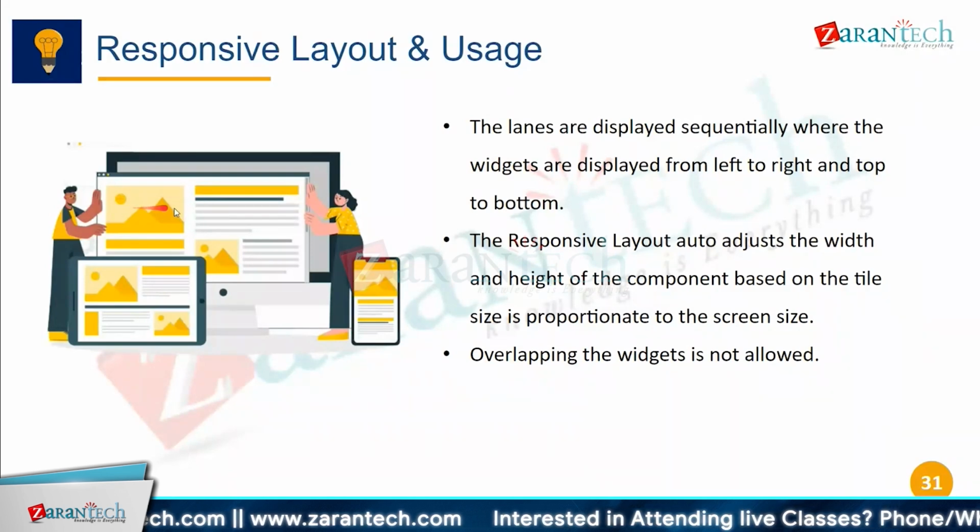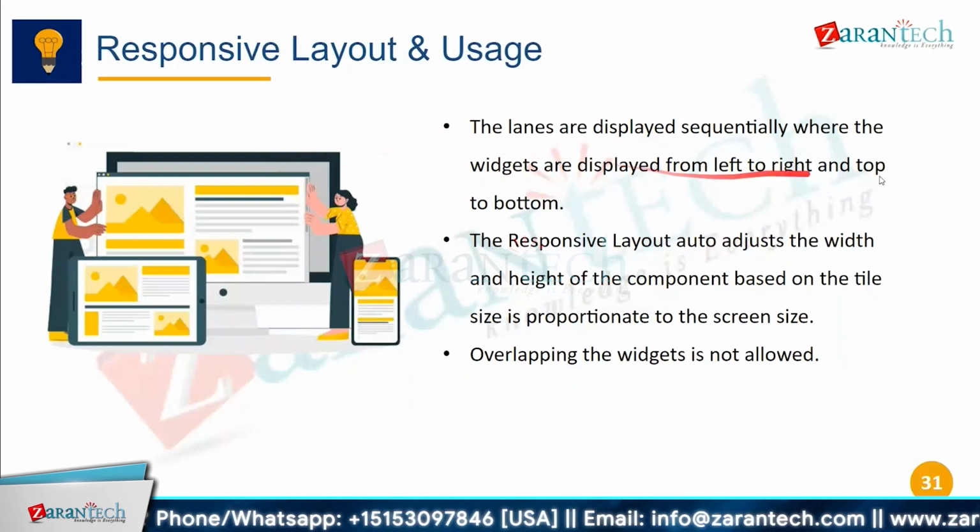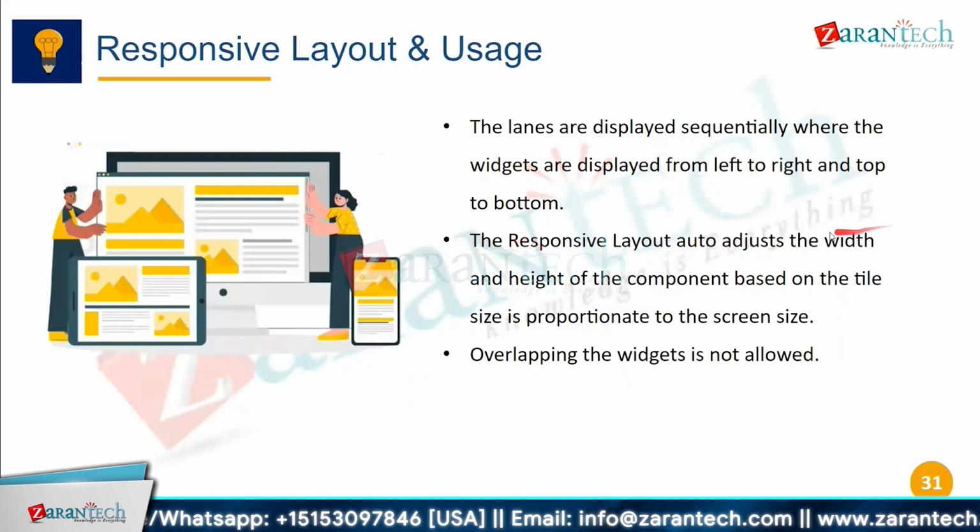Once you finish the row wise creation, then go for column wise. That way, when the user views the dashboard on mobile, he doesn't see the charts misaligned, like one chart showing sales and another showing profit, which don't have any context between each other. That's the reason you should always go from left to right and then top to bottom. By default, the system does that sequentially also. The responsive layout auto adjusts the width and height of the component based on the tile size, which is proportionate to the screen size.